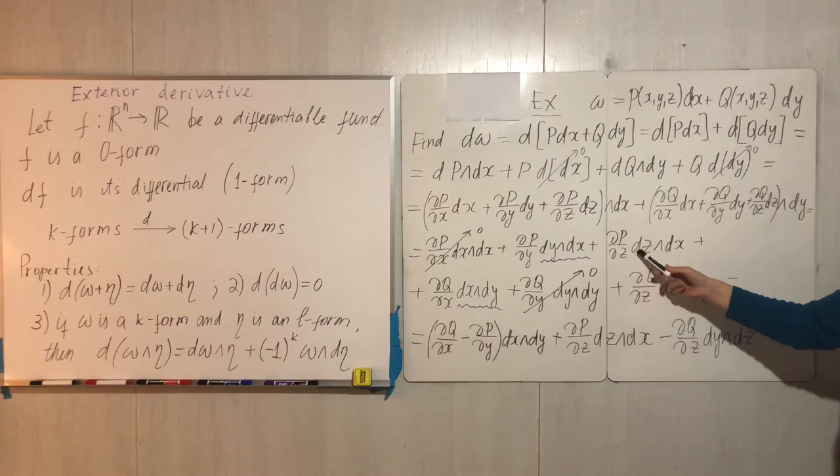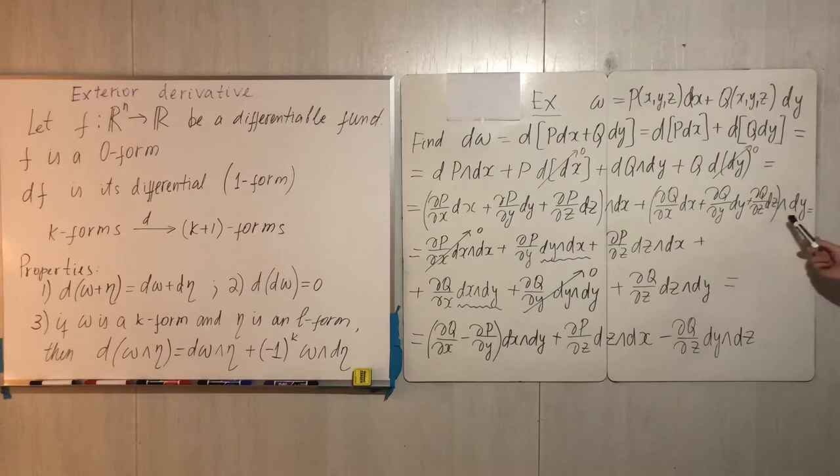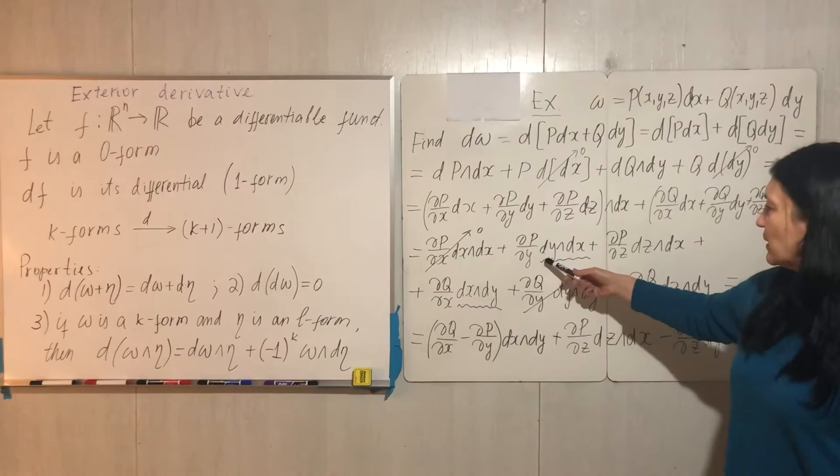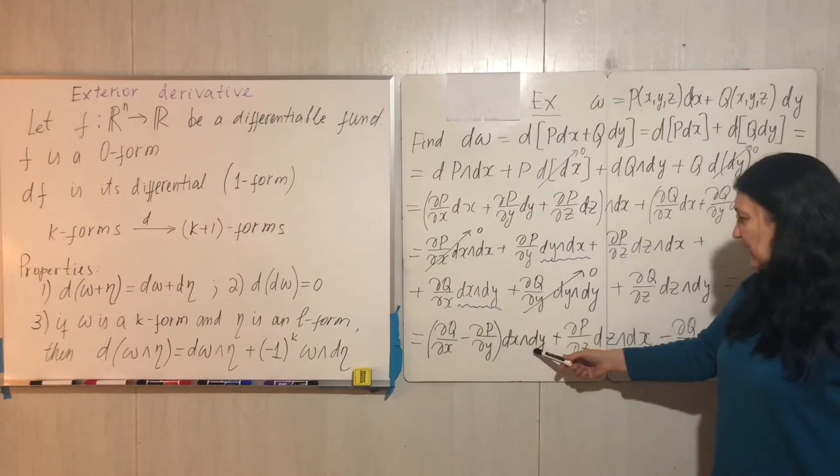plus from here we'll have first dq/dx dx wedge dy, right? Then when we compute this, dy wedge dy is zero, and plus dq/dz dz wedge dy. And then I can combine these terms, right? Here we have dy dx, here we have dx dy. I prefer to write them as dx dy in this order. That will be dx dy times dq/dx minus dp/dy.